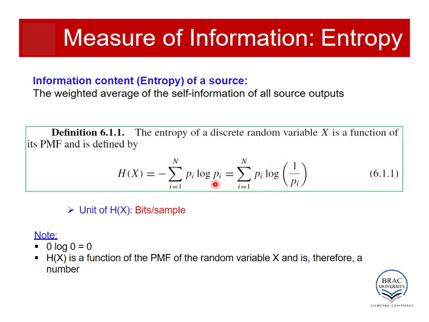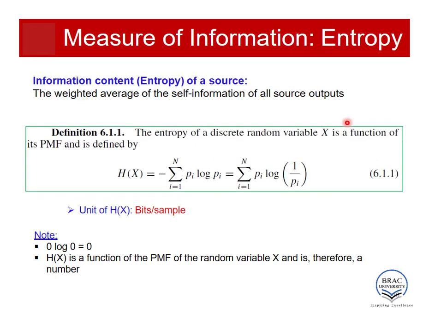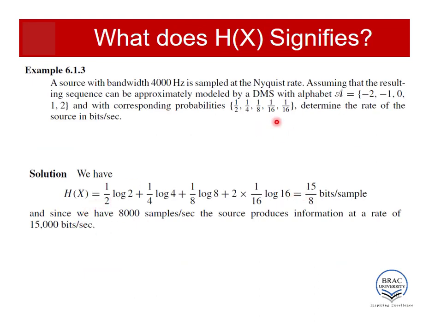If we consider this formula, then there are only 5 outcomes in this case. So i will be 1 to 5. So what we actually need to do is p1 log 1 by p1 plus p2 log 1 by p2, and so on up to p5 log 1 by p5. That is what is done here. Let's say the first event p1 is this one. So p1 is 1 by 2. Log of 1 by 1 by 2 is 2.